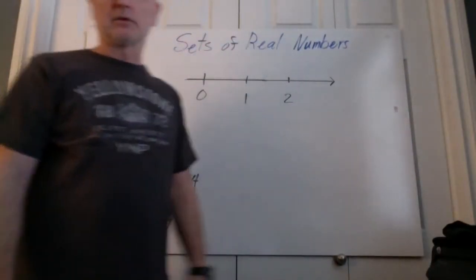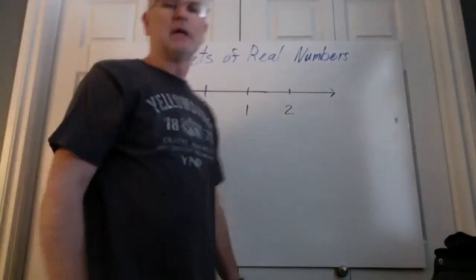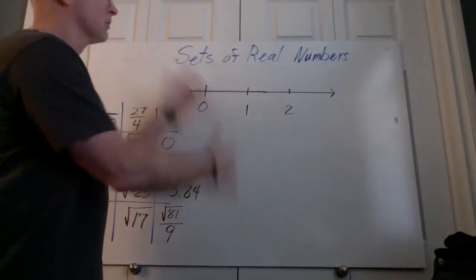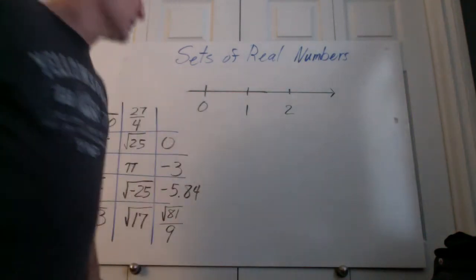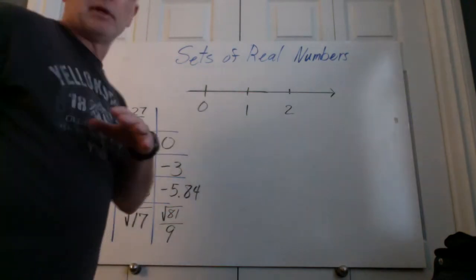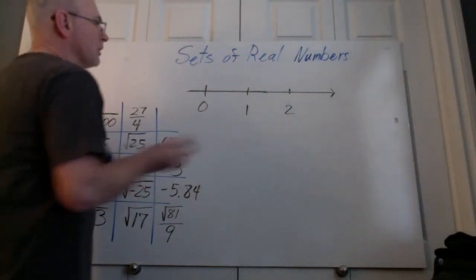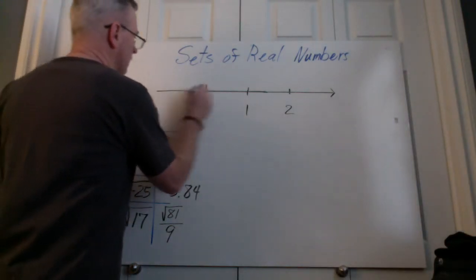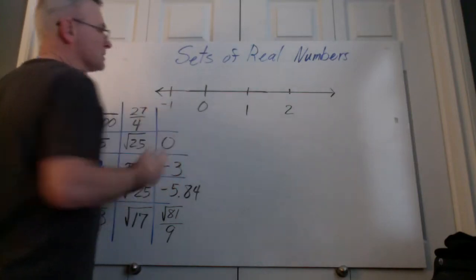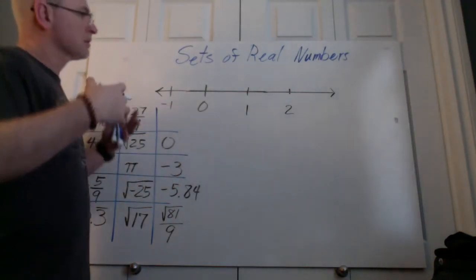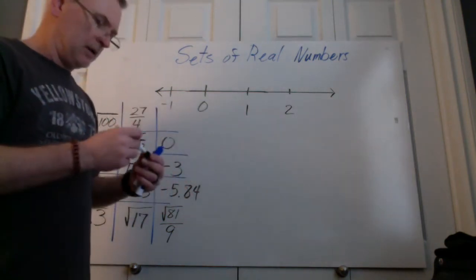Hey, Mr. Qualls here, and what we're going to be talking about for the next couple of minutes is the different sets of real numbers. Basically, we're going to take the idea of this number line that we have been using for all sorts of stuff, and go through a little bit of an analysis and talk about the different types of numbers there are on that number line.